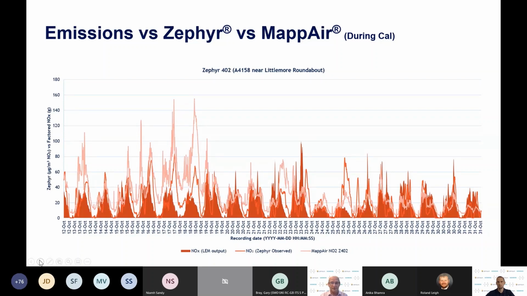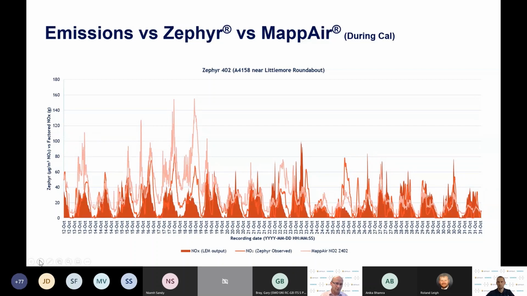We then have the Zephyr observed data. So what we did is we took one specific location just to show you this analysis. So this was Littlemore Roundabout. So this is the traffic flow over Littlemore Roundabout. This is the Zephyr, which is number 402 at Roundabout. So this shows you the observed air quality at that particular location. And then we have the dispersion model area, again at the same location.